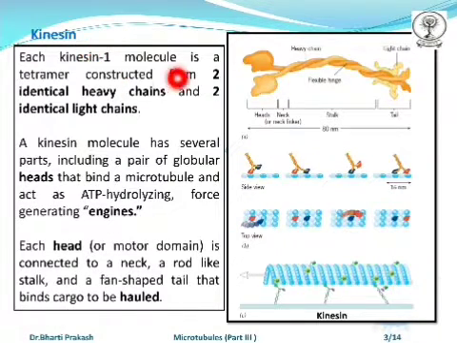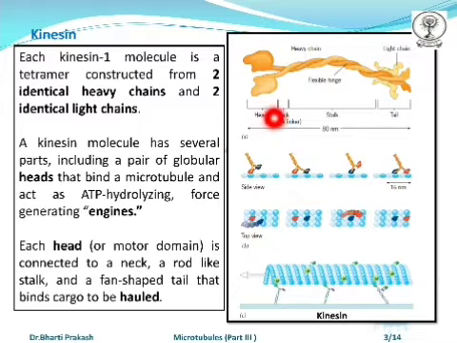Each kinesin molecule is a tetramer. That means it is constructed in a way that it has two identical heavy chains and two light chains. A kinesin molecule has several parts, which include a pair of globular heads. These two globular heads bind a microtubule and act as the ATP hydrolyzing, force generating engines.